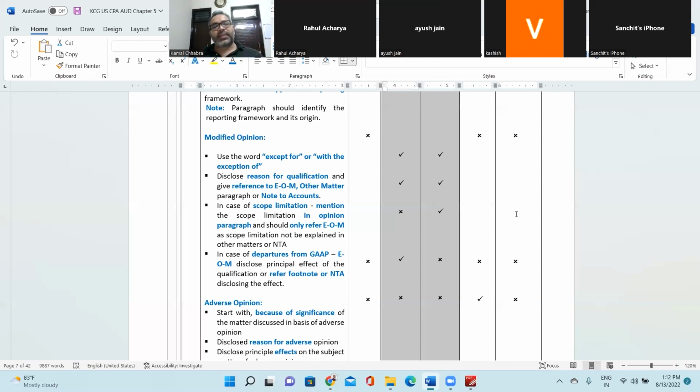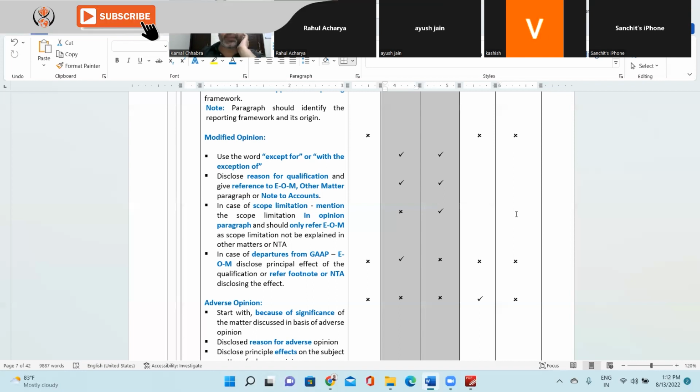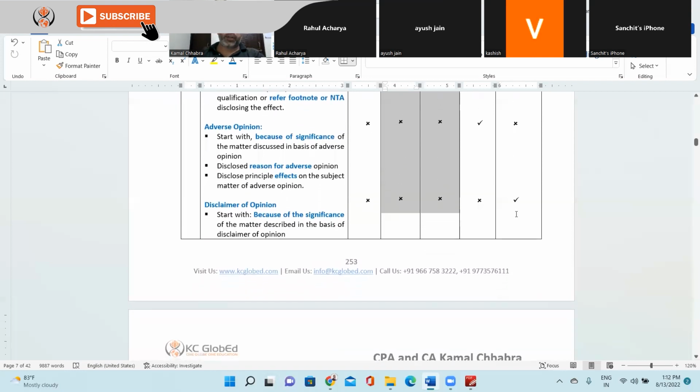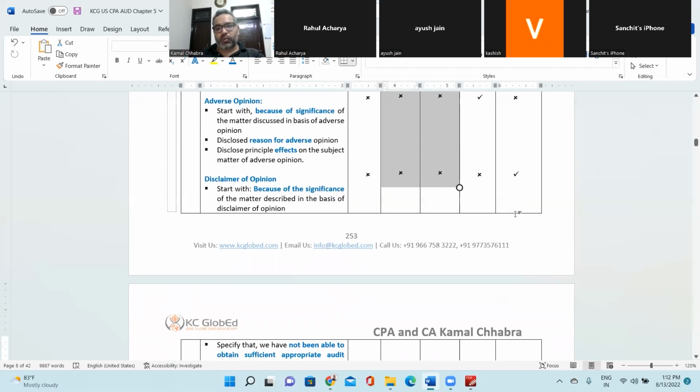Yes, sir. Next is, in case of departure from GAAP, you can mention it in the emphasis of matter paragraph and disclose the principal effect of the qualification, or you can mention it in the notes to accounts as well. So for a GAAP issue, you can mention it in the emphasis of matter paragraph, or you can mention the detail in the notes to accounts as well.